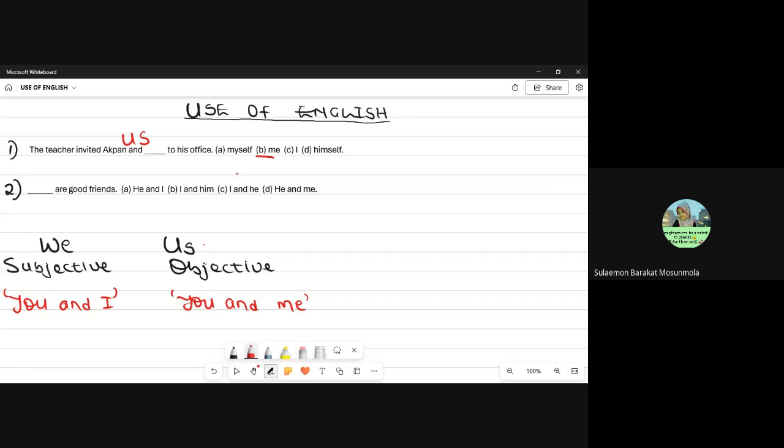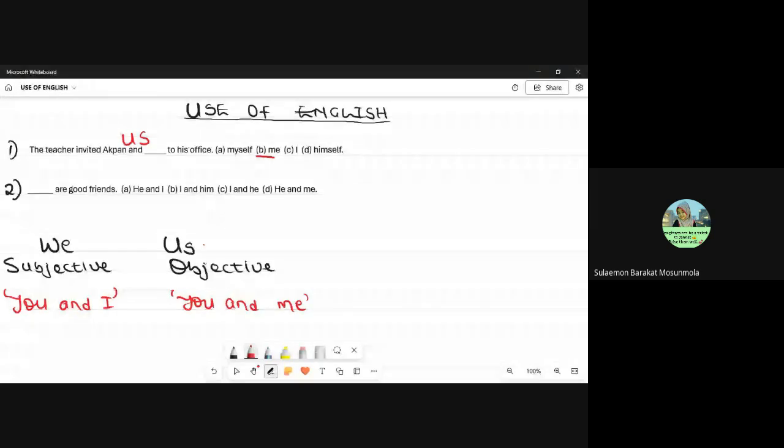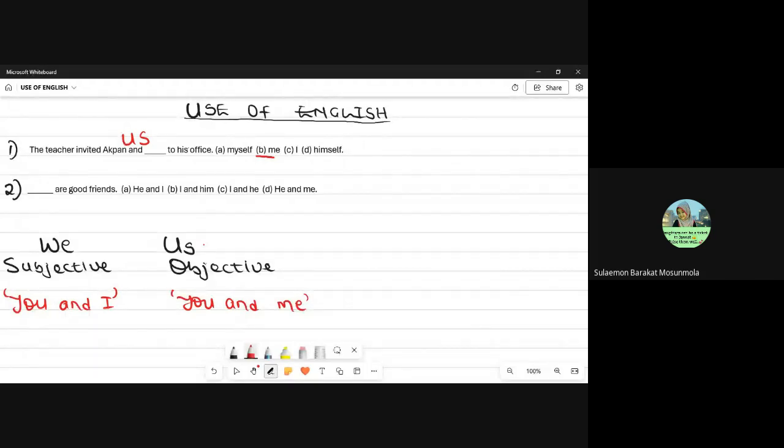Now, if you look at option A, it says myself. We are going to look at reflexive pronouns today. Myself is one of the reflexive pronouns, and reflexive pronouns are used to refer back to the subject. That is, when you talk about reflexive pronouns, the subject, which is the doer of the action, and the receiver of the action, which is the object, must be the same. Akpan and me are two different entities. Akpan and the other person are not the same, so we cannot use myself in this case.